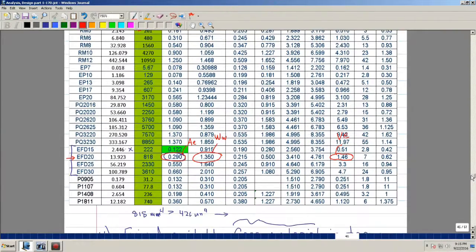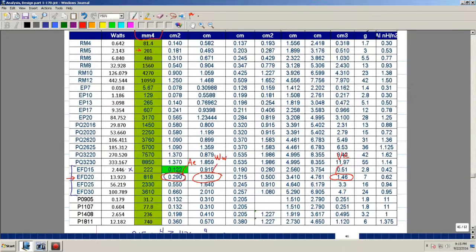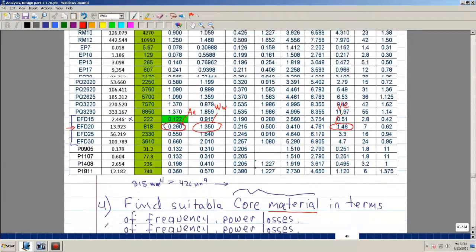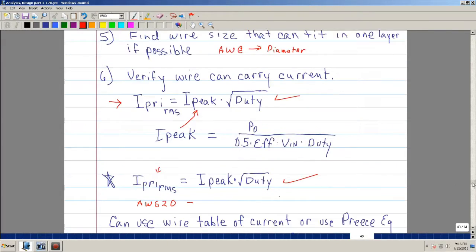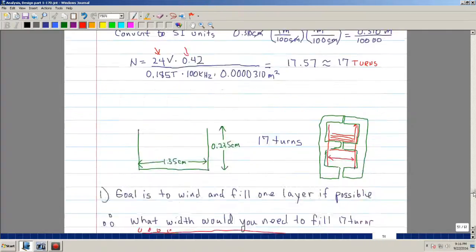Okay, and if you notice, here's my AE. Here's my winding width, and here's my volume, effective volume. And of course the units are right there, right there, and right there. So you need those 3 parameters once you have selected your core.